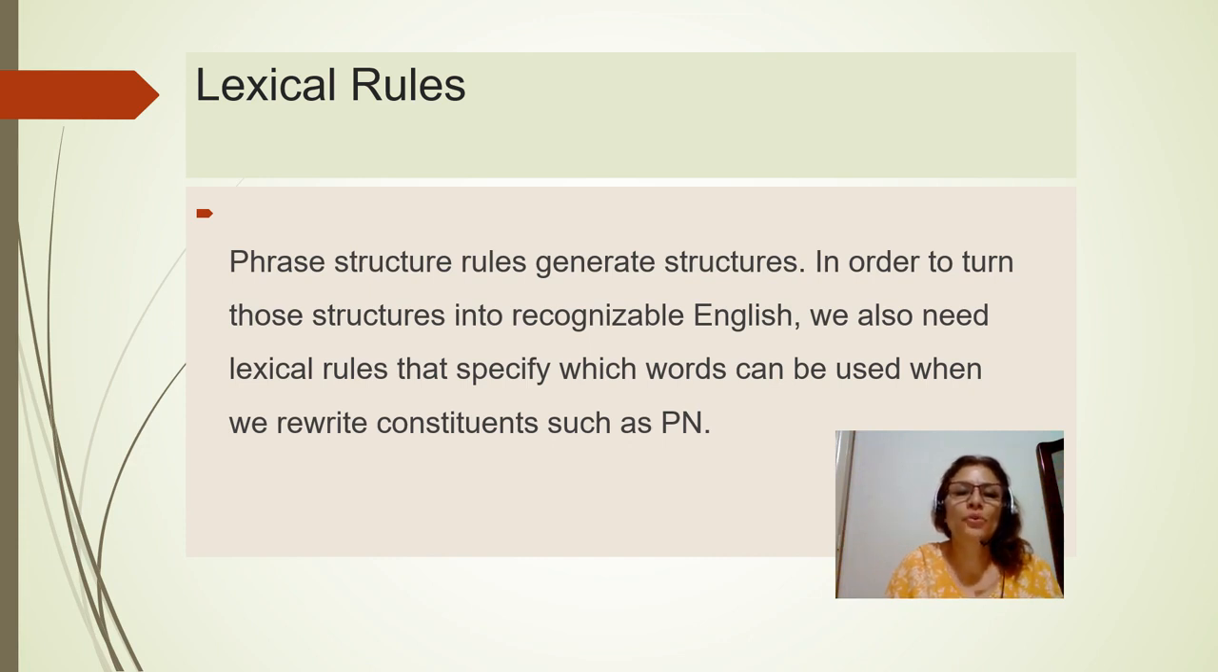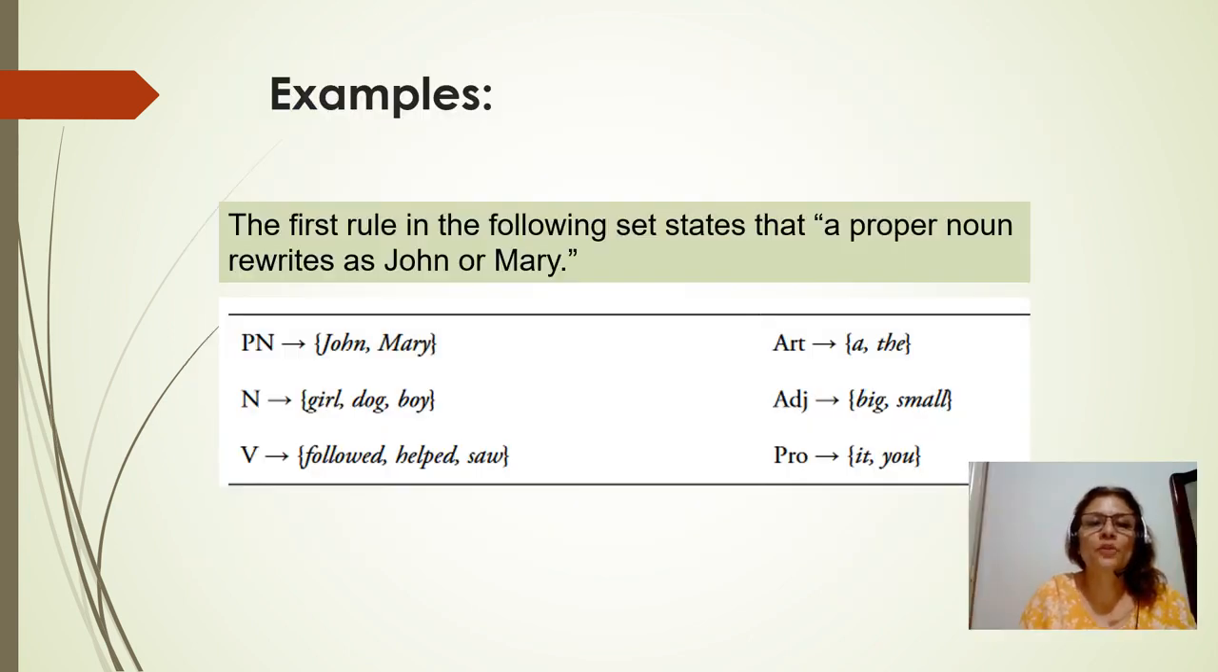In order to turn those structures into recognizable English, we also need lexical rules that specify which words can be used when we rewrite constituents such as phrases and nouns. Examples: the rules in the following set state that a proper noun rewrites as John or Mary. John, Mary, proper noun. Girl, boy, dog, noun. Followed, help, saw, verb. Art, article, the. Adjective, big, small. Pronoun, it, you.